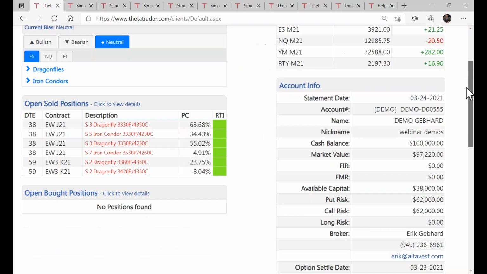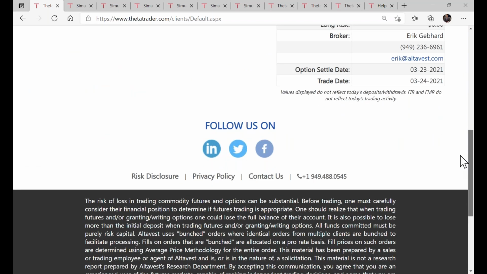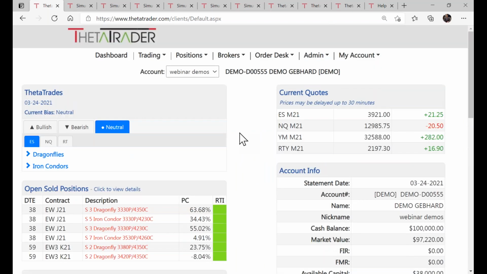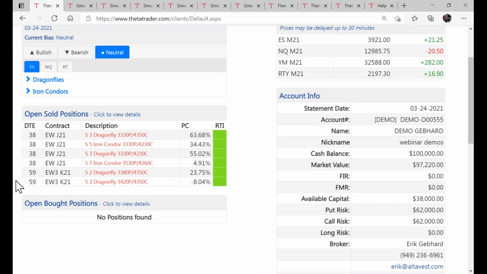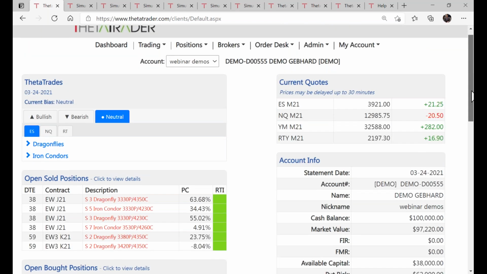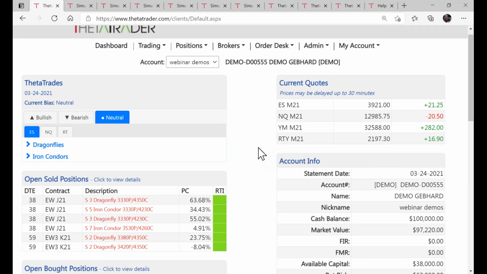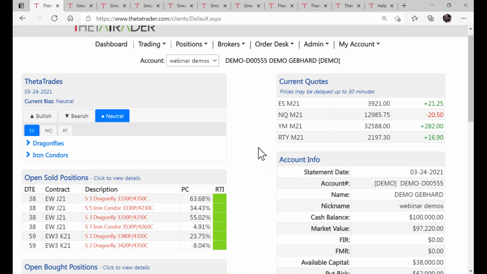And you'll see a very clean, simple dashboard. And you'll notice right away there's a section up here called Theta Trades, and we're going to look at that. Your open short positions or open sold spreads. And then here, any open bought spreads. Sometimes we have them in the demo account and sometimes we don't. We'll add some today. How about we add some? But with that said, let's jump into a quick review of a Theta trade.